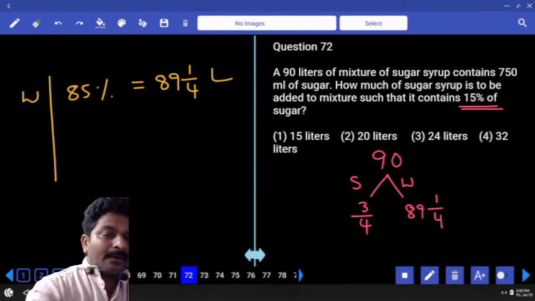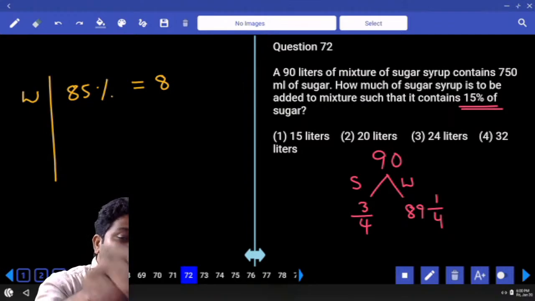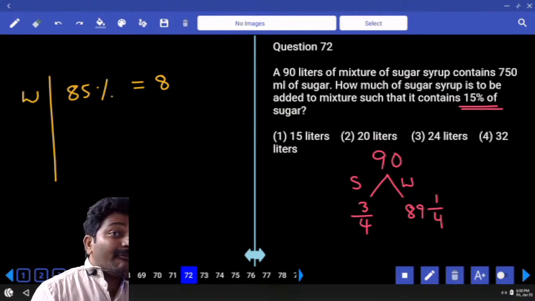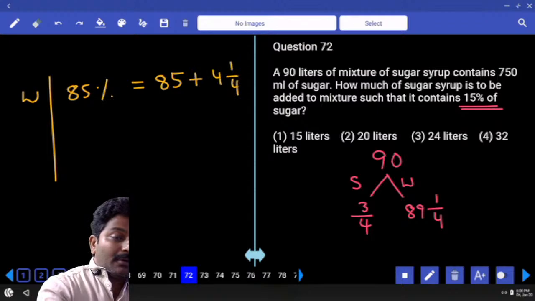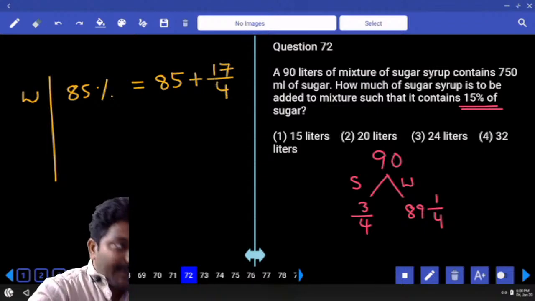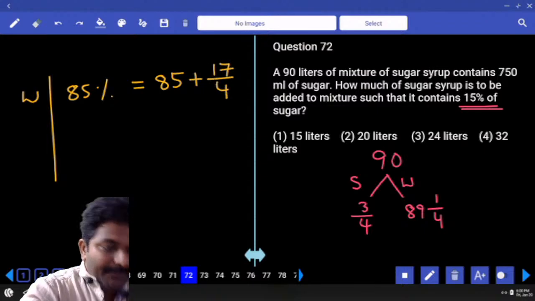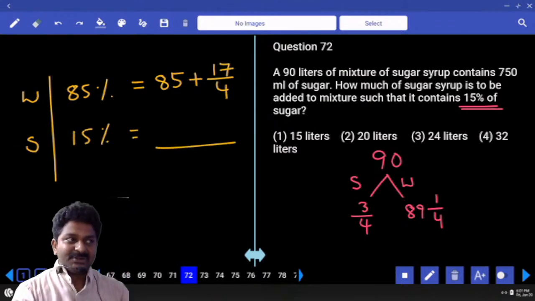Yes? Okay. So now, for my convenience, I would like to write 89 1/4 as 85 plus 4 1/4. Again 4 1/4, I will write it as 17/4. Is that okay for you? Now sugar in the final container must be 15%. Let me calculate what is the sugar.